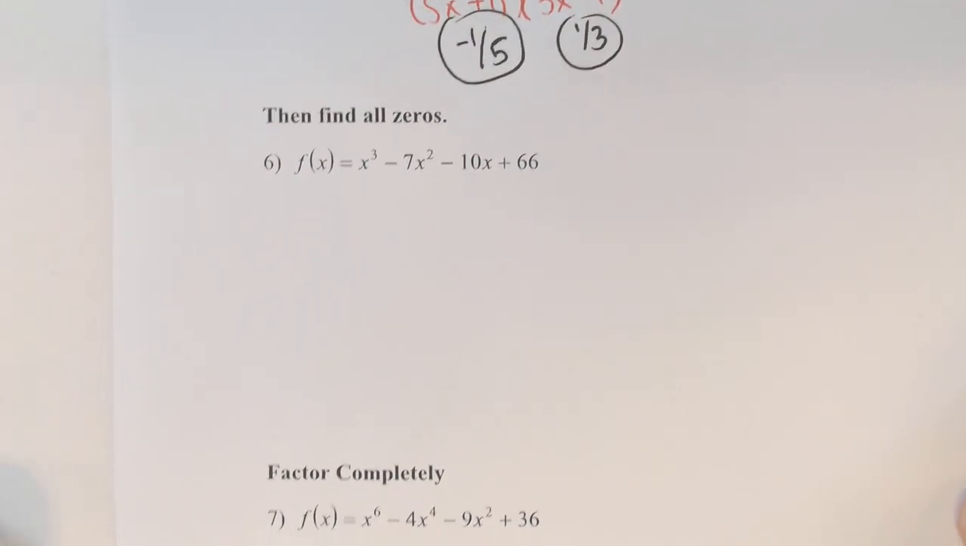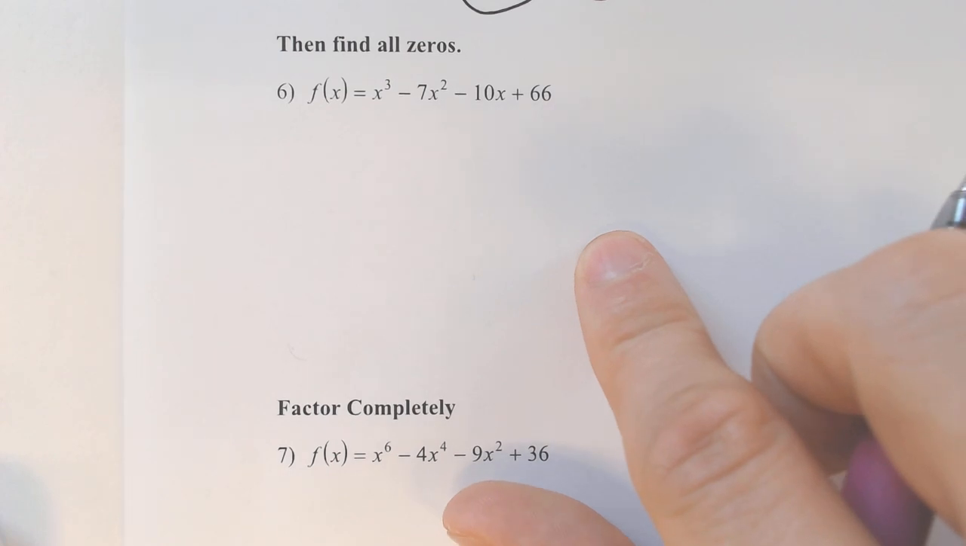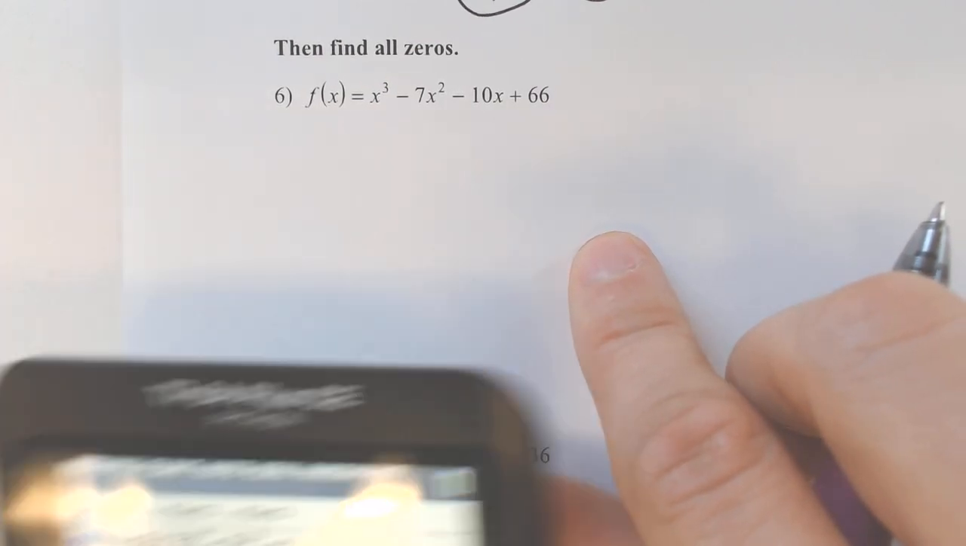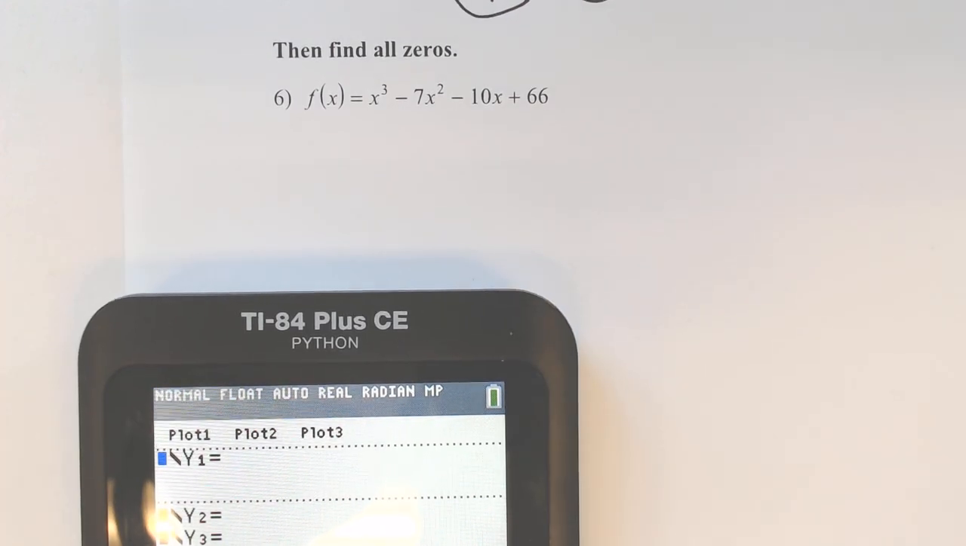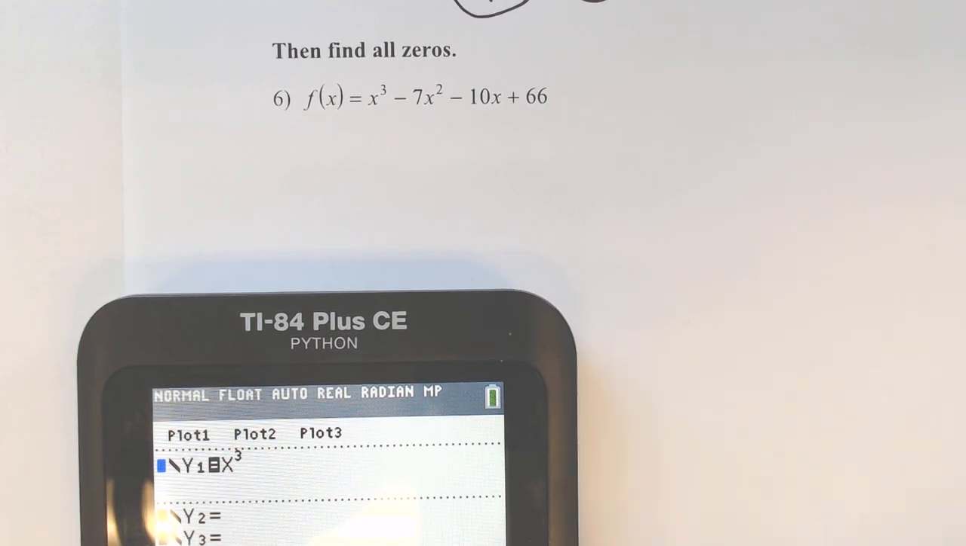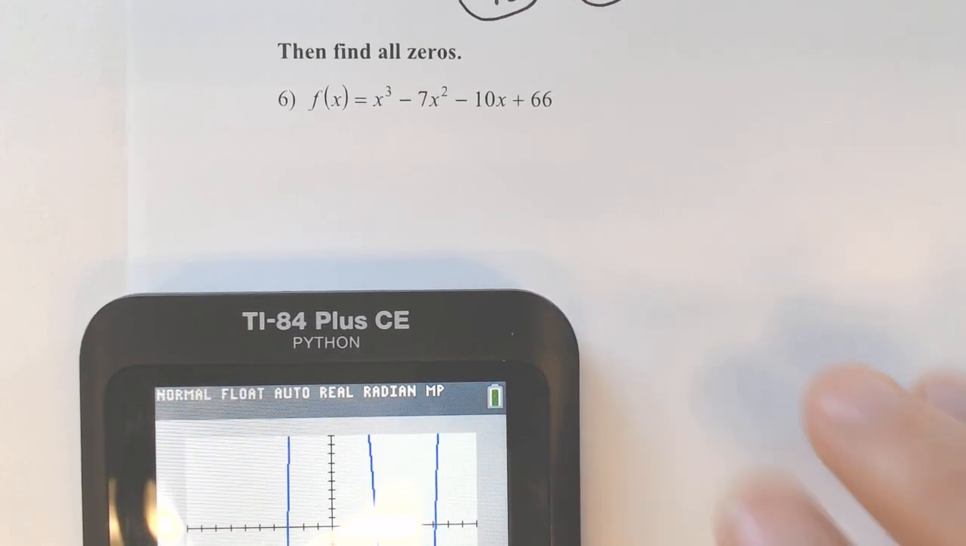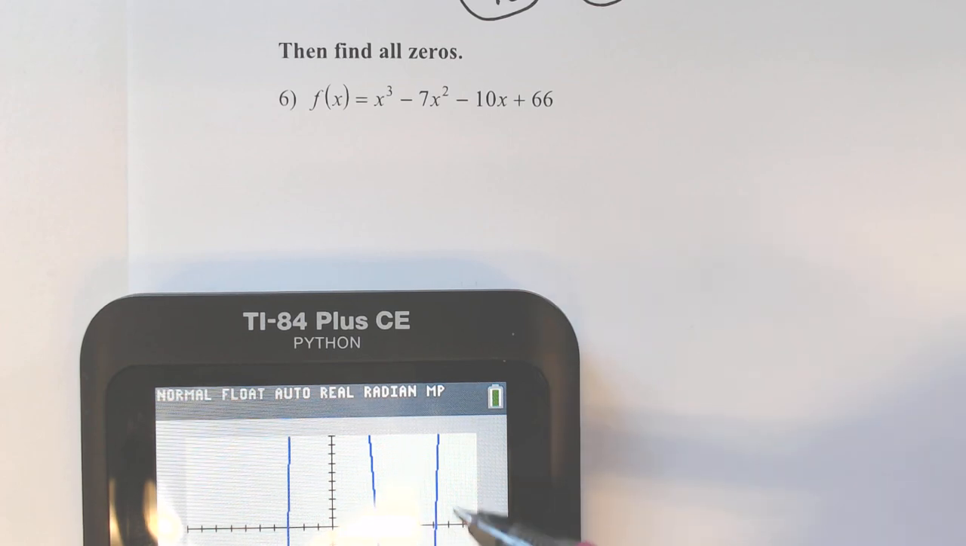All right? Keeping it going. We got this one right here, find all the zeros. It just says find all the zeros. Oof. Bad. Type it in the calculator. x to the third minus 7x squared, then minus 10x, then plus 66, graph. Ooh, nice, not so nice.